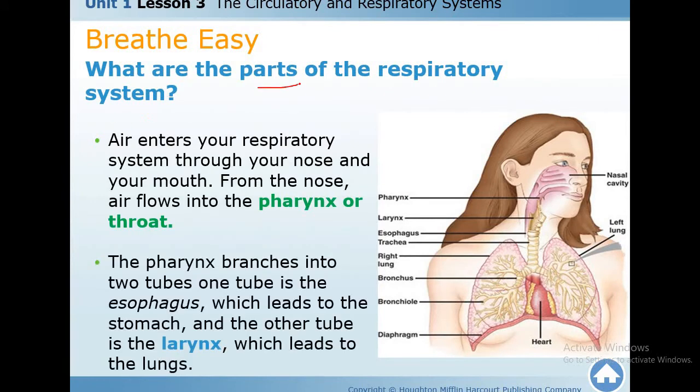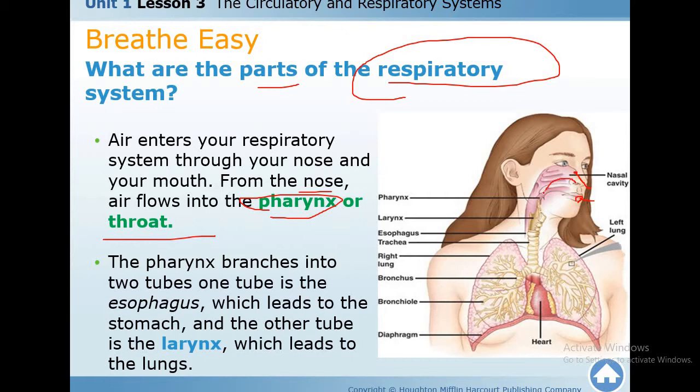What are the parts of the respiratory system? Air enters your respiratory system through your nose or through your mouth. From the nose, air flows into the pharynx, or throat. So air passes from the nose through the pharynx. This part is called the pharynx, or throat.